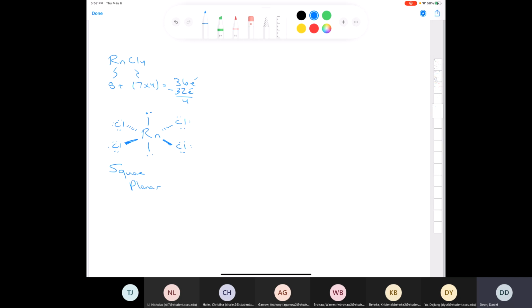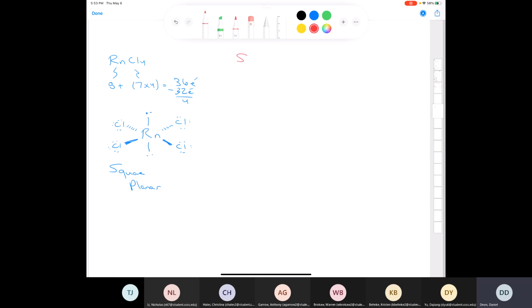What's the next one? Is it sulfur tetrafluoride or sulfur hexafluoride? I have a big screen here that my brother-in-law gave me. I'm going to bring it up on that. It is sulfur tetrafluoride.